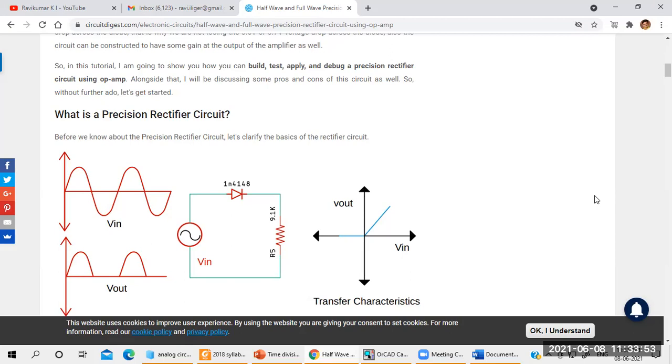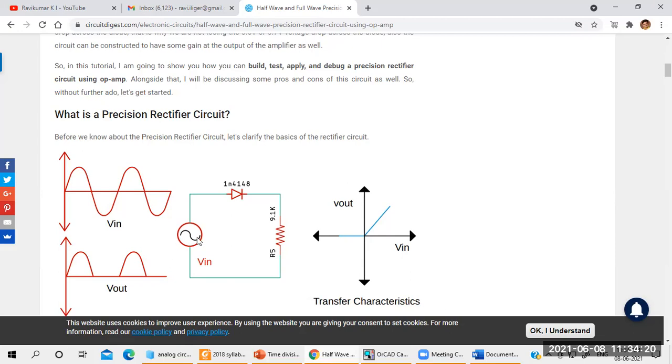Precision means wherever a voltage drop is there, you have to eliminate it for the rectification. That's why we call it the precision rectifier circuit. Precision means the very small dropping voltage is eliminated for the rectification. Understood? That's why I'm using precision rectifier circuits here.